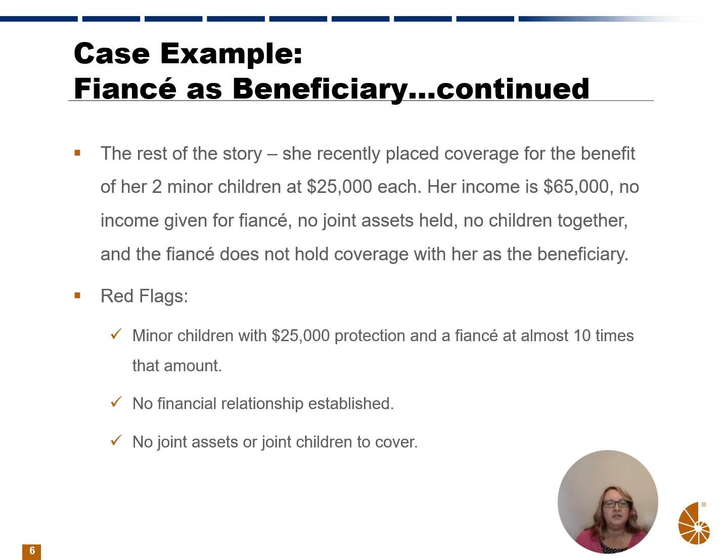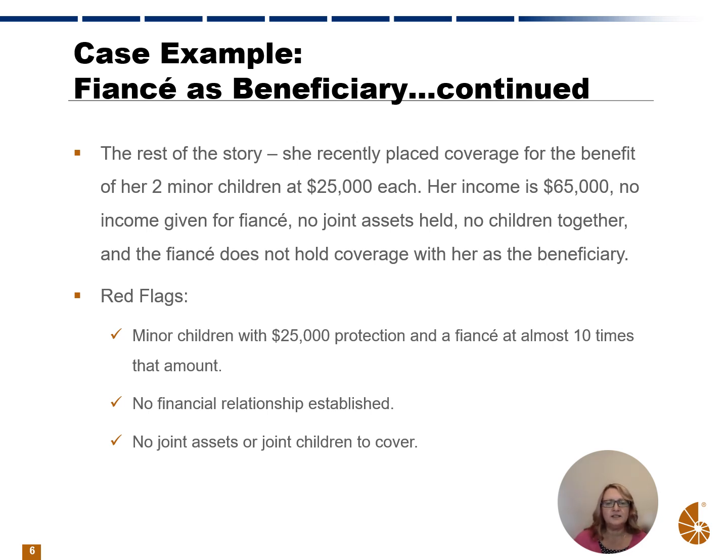So if we continue with this, the rest of the story in this situation is that the applicant recently placed coverage for the benefit of her two minor children at $25,000 each. Her personal income is $65,000. When we asked, no income was given for the fiance. They did advise that no joint assets were held and they had no children together. Also, the fiance does not hold coverage with her as a beneficiary.